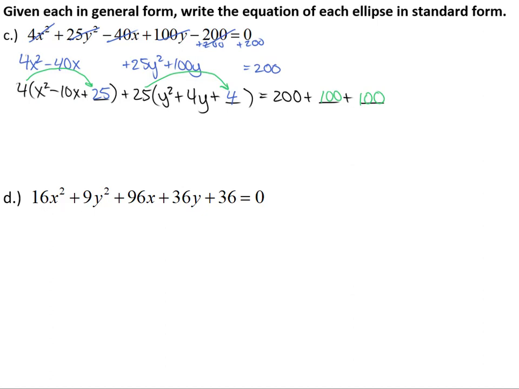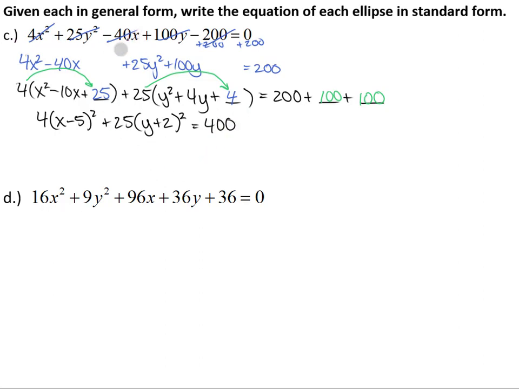Now on the left, we're going to go ahead and factor our perfect squares here. This becomes x minus 5, quantity squared. Remember, it factors as half of b. This one, I'm going to get plus 25. Half of 4 is +2. So y plus 2, quantity squared, is the perfect square we created. And adding all that together, we get 400.